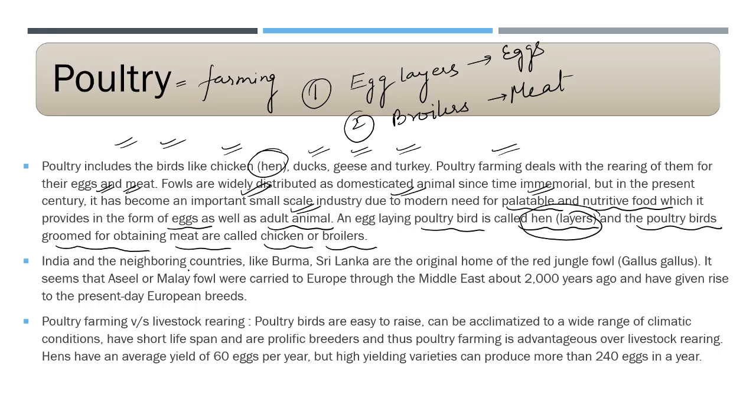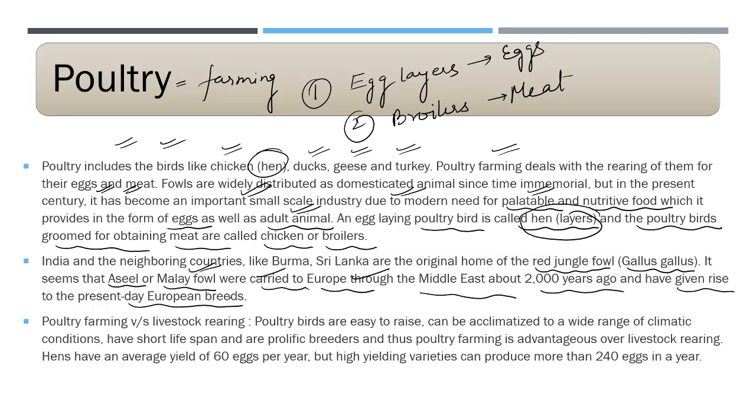India and the neighboring countries like Burma and Sri Lanka are the original home for red jungle fowl, that is Gallus gallus. It seems that Asil or Malaya fowl were carried to Europe through the Middle East about 2000 years ago and have given rise to the present day European breeds. So there are various breeds of poultry. They are basically meant for the production of egg and meat. The egg producers are known as what? The egg layers, and the meat producers are known as what? Broilers. Understood?